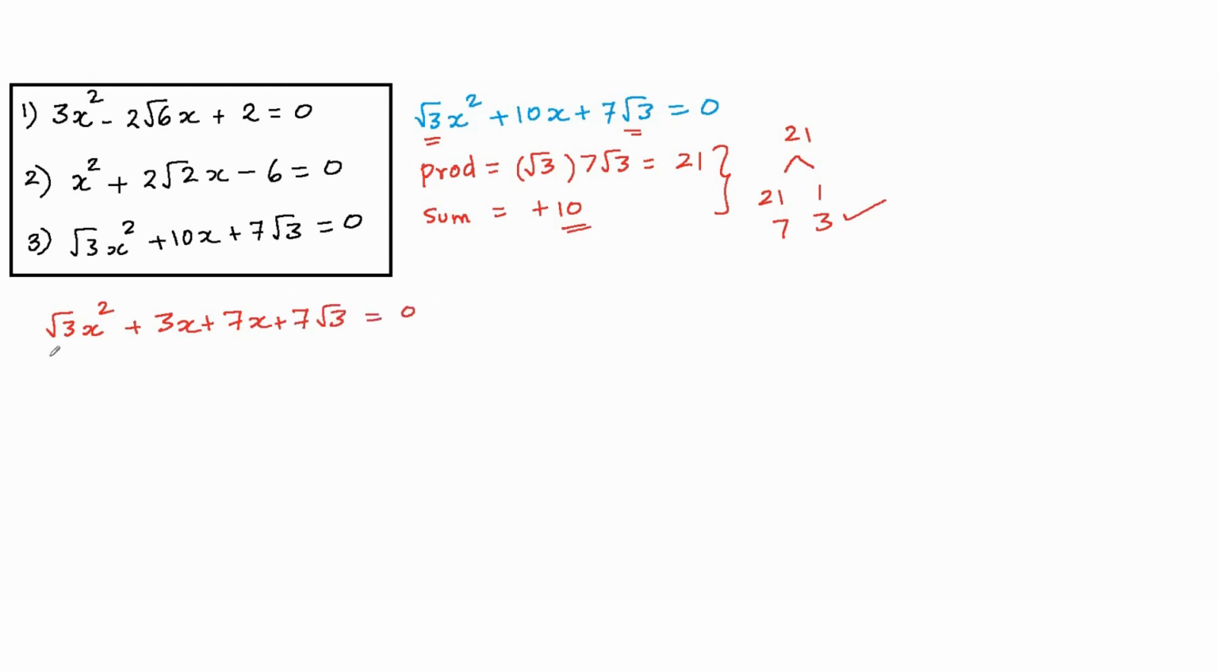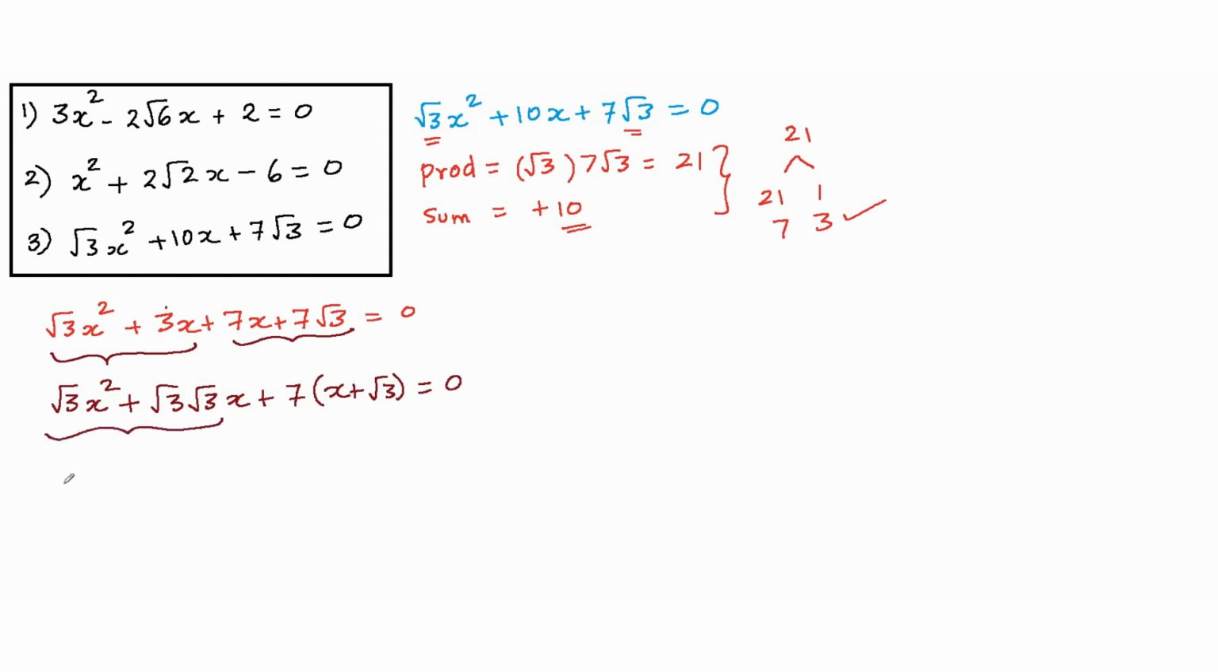Now in the first two terms, let us see what is common. It looks like nothing is common, but wait. Why don't we write this 3 as root 3 into root 3? So root 3x square plus 3 can be written as root 3 into root 3 x plus in these two terms 7 is common. So 7 bracket x plus root 3 is equal to 0.